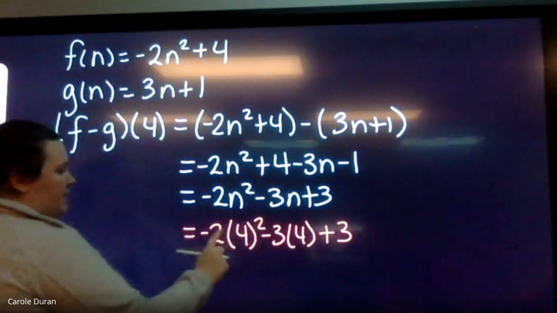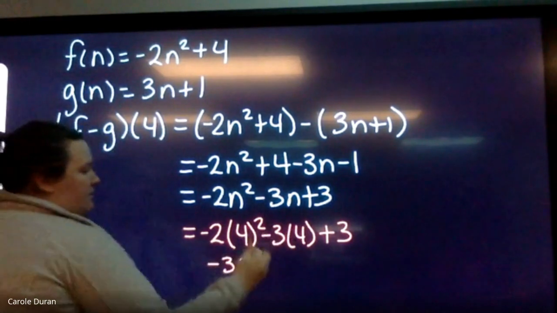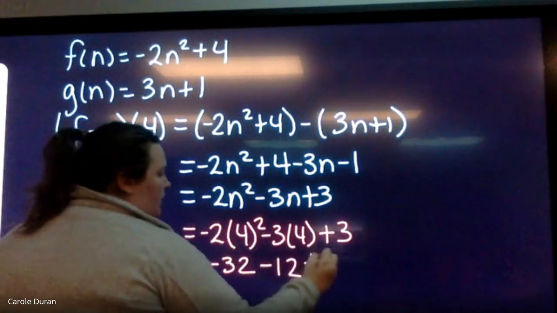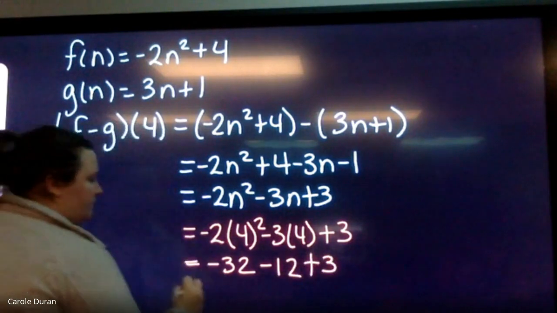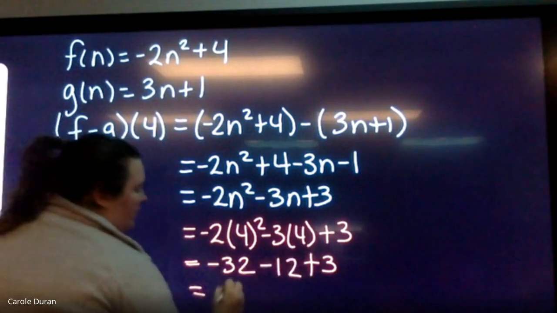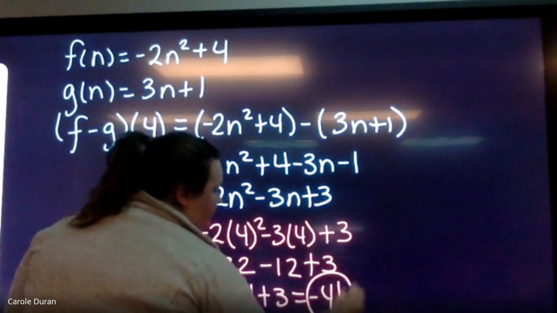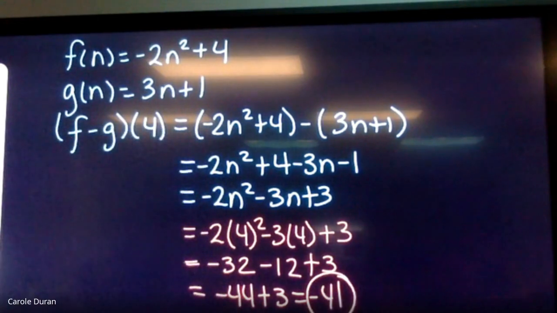4 squared is 16 times negative 2 is negative 32. Negative 3 times 4 is negative 12. And then plus 3. I add that together, I get negative 44. Plus 3 is negative 41. I will give you guys a minute to catch up and check your work with mine.